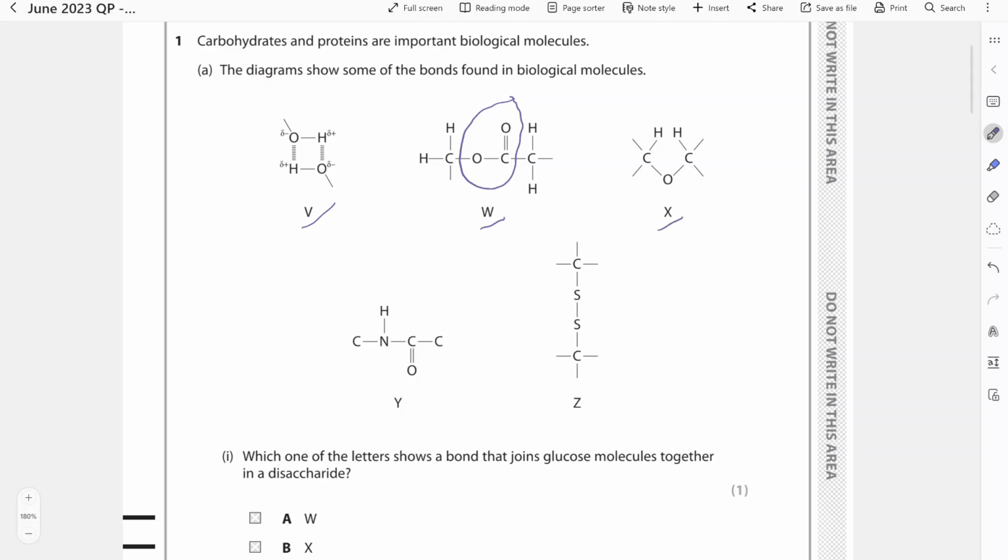X is the glycosidic bond. So that is a bond that we see within carbohydrates. Y is a peptide bond. So this is between proteins. And Z is a disulfide bridge. We can see the 2 sulfur atoms there. And a disulfide bridge is basically a bond between the 2 amino acids called cysteine. So this is found in the tertiary structure of proteins.